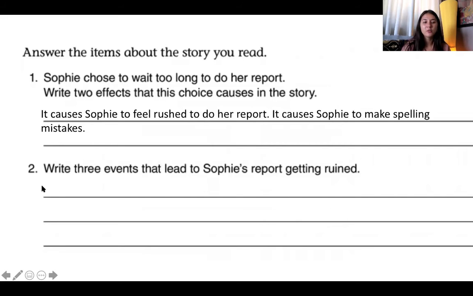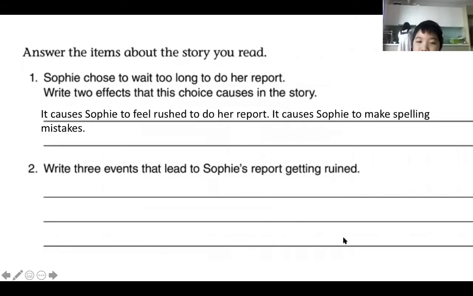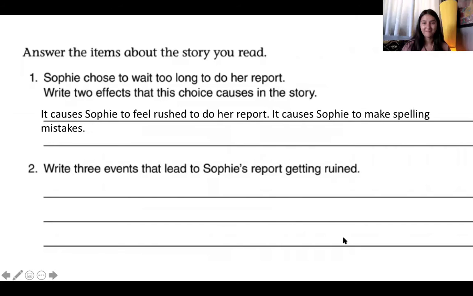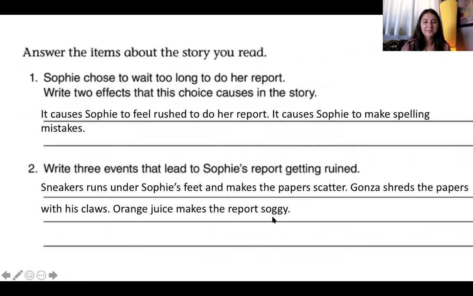Okay, number 2, write 3 events that lead to Sophie's report getting ruined. Okay, Simon, go ahead. The report book got spilled and got juice on it, and it got spoiled. So the word I think you're looking for is it got scratched. The animals clawed the paper and tore it up. Good job, Simon. Have a look.